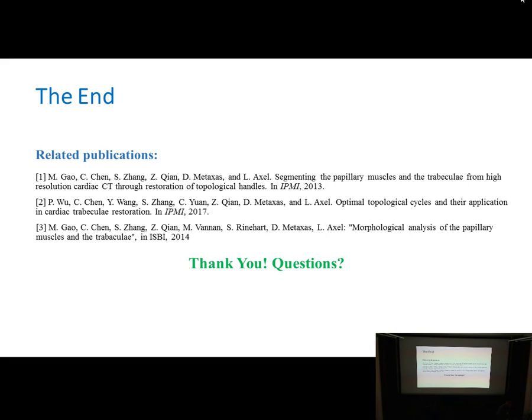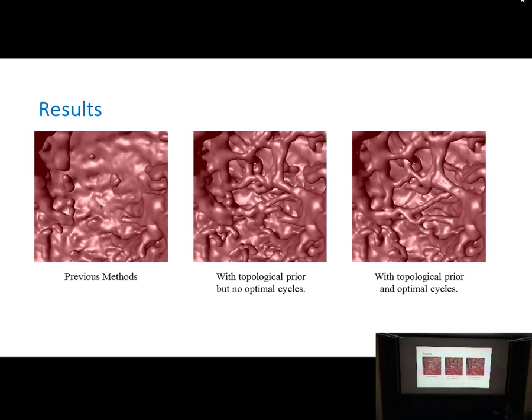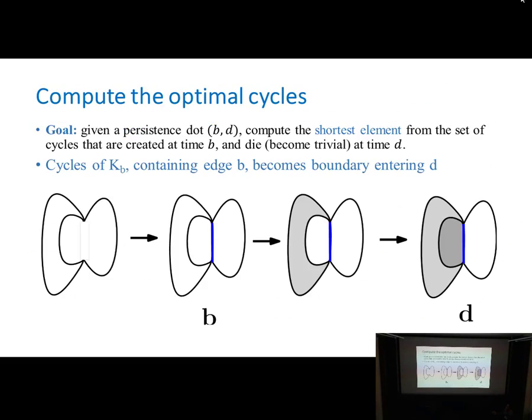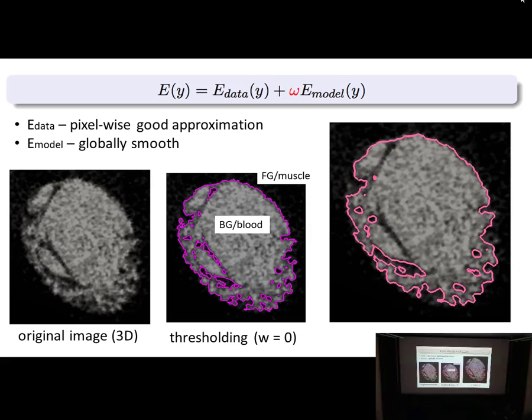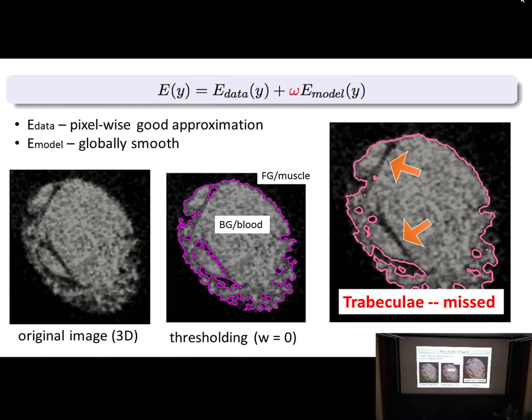Can you explain how you force your binary segmentation algorithm to take into account these topological cycles to include them? Yes, that's actually a good question. The point is, in the data term, you pay at every pixel. Once we figured out this loop has to be included, I just force it to be very expensive if you do not include it in the final result.